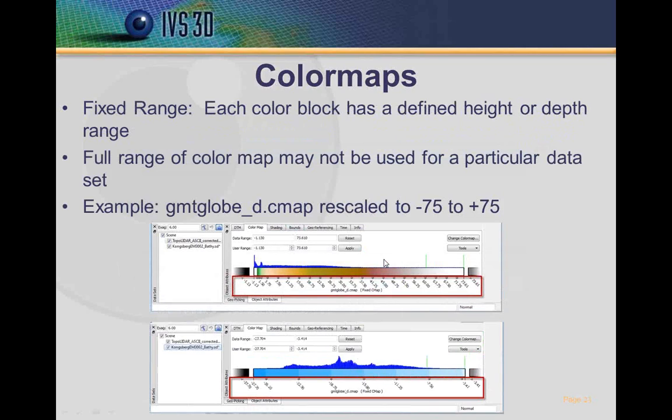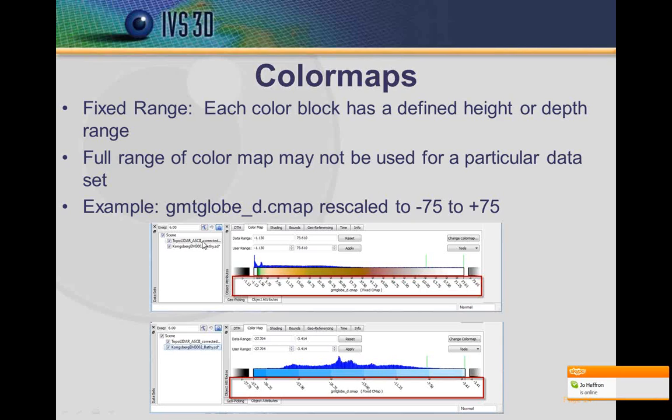The second option for color maps is what's called the fixed range color map. When you use a fixed range color map, each color block has a defined height or depth range. So the full range of the color map may not be used for a particular data set, but you can scale a color map to fit an entire range of data sets across multiple SDs.